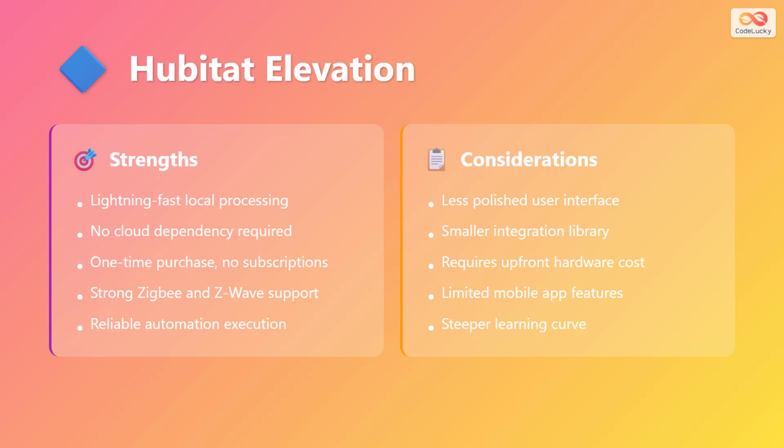Hubitat Elevation strikes a balance between convenience and local control. This hub excels at lightning-fast local processing, ensuring your automations execute instantly without internet delays. It requires no cloud dependency for core functions, operates on a one-time purchase model with no ongoing subscriptions, and provides exceptional support for Zigbee and Z-Wave protocols. The automation execution is notably reliable and fast.